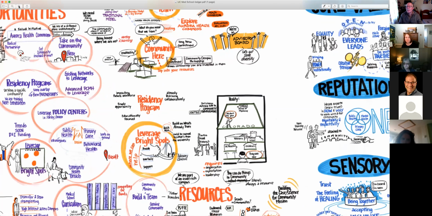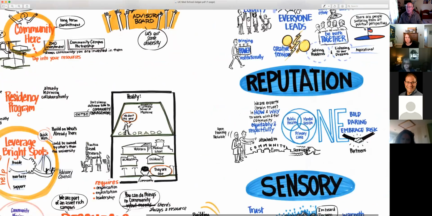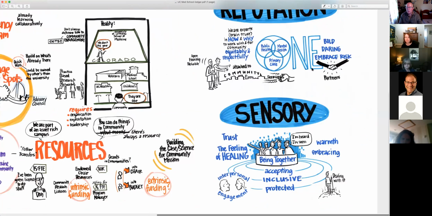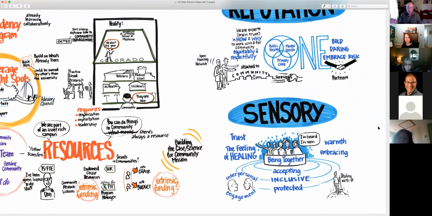So let's just dive into that a little bit here. And I'm going to start at the bottom, with that sensory thing. People drew things around trust, that it was really important for people to sense this notion of trust, the importance of interpersonal engagement, this notion of being together, concepts of accepting, being inclusive, the sense of protection and protecting the folks that we work with, that everybody at the table is being heard and seen. People aren't just being brought in as tokens.